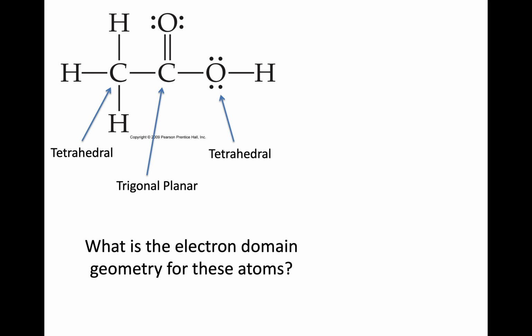If I know the electron domain geometry, I know the hybridization. That first carbon is sp3 hybridized. The second one is sp2 hybridized, and the oxygen is sp3. If we can look at a Lewis structure and determine the electron domain geometry, right there we know what the hybridization is going to be.